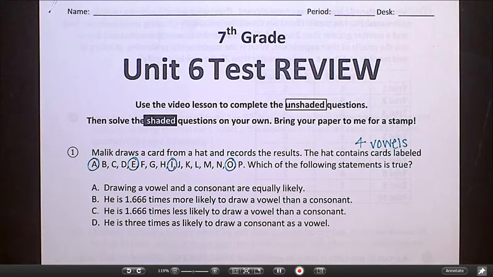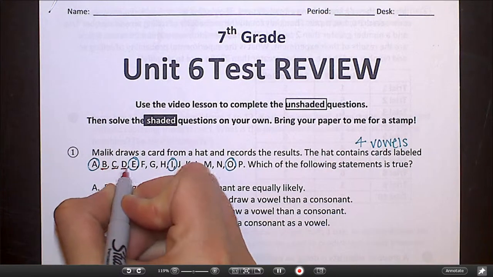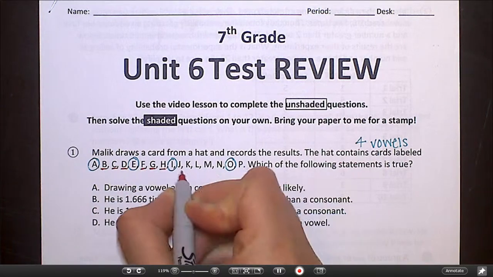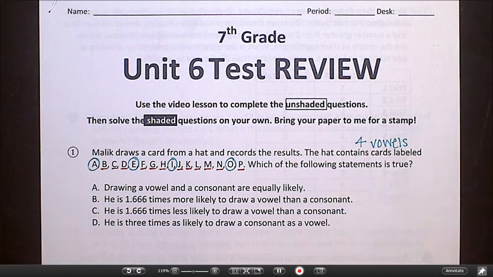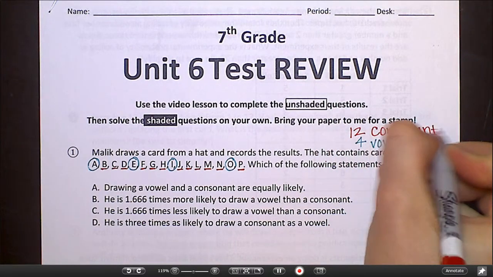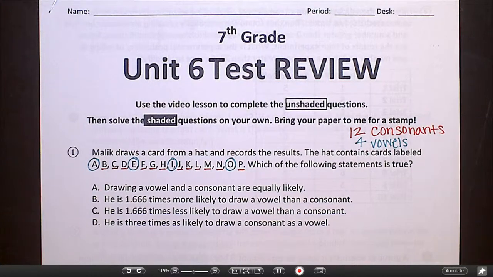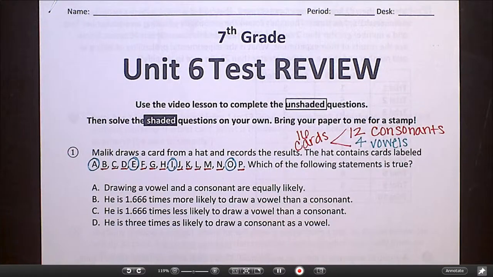Then I'm going to go through and underline my consonants so that I can count those up. 1, 2, 3, 4, 5, 6, 7, 8, 9, 10, 11, and 12. So I have 4 vowels and 12 consonants, which tells me that all together I have 16 cards. Now, if I had any duplicates, if I had 2 D's, for example, then I would need to count that twice. Each time they list a letter, that is a card that's in the hat.